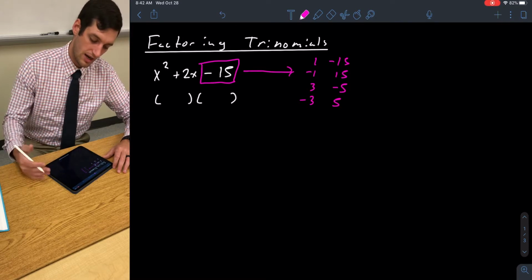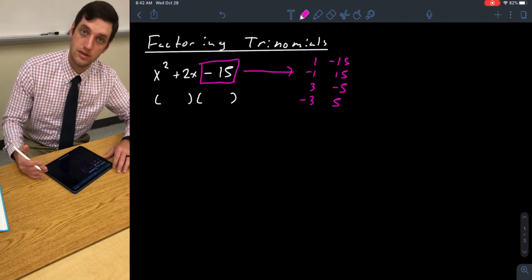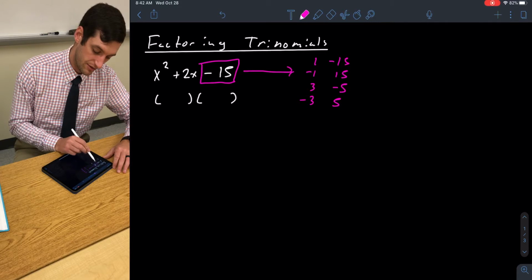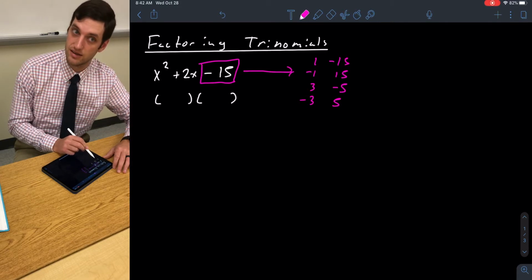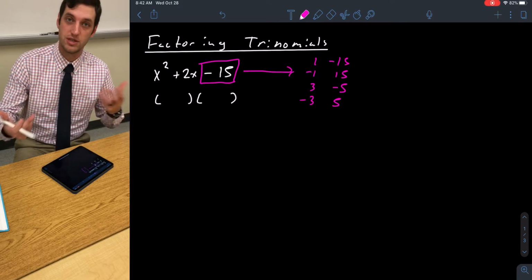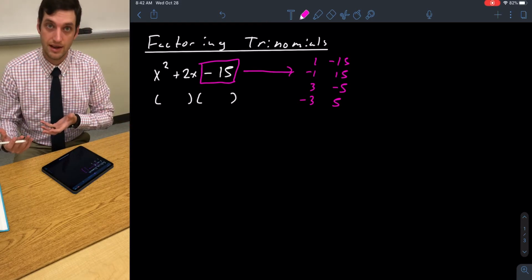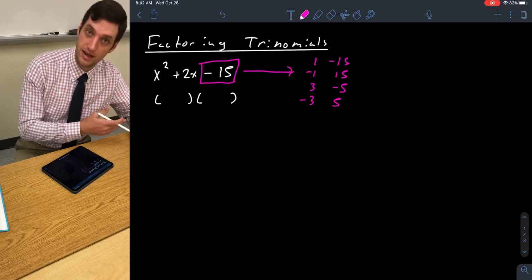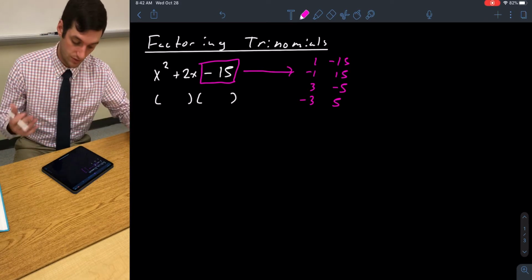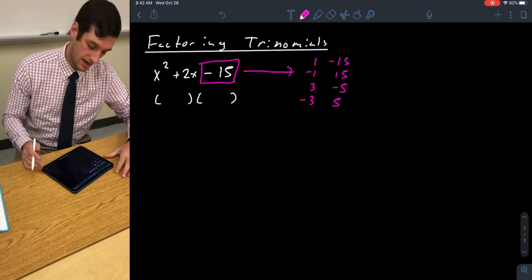The reason why I'm doing the negative is because negative 15 is a negative. So one of the numbers must be negative. It could be negative 3, it could also be negative 5, it could be negative 1, it could be negative 15, whichever one. Just one of them has to be negative.